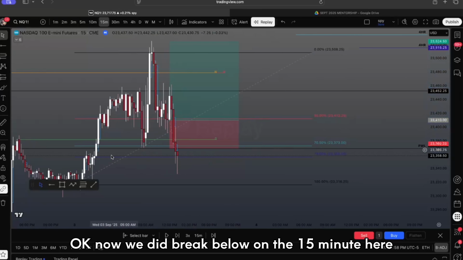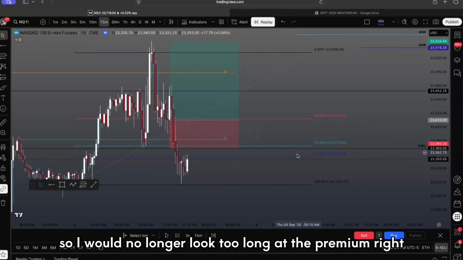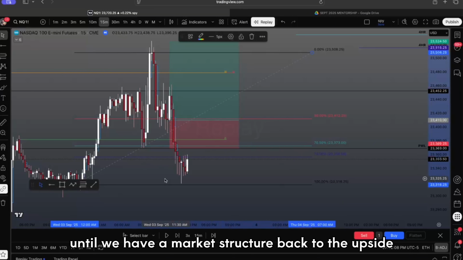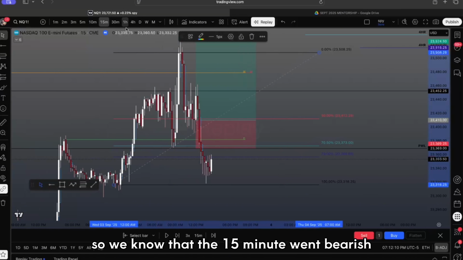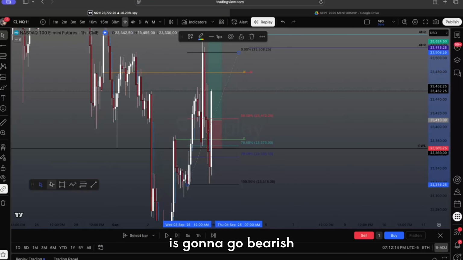Okay, now we did break below on the 15-minute here. As you guys can see, we broke below on the 15-minute. So I would no longer look to long at the premium, right? I wouldn't look to long on the premium until we have a market structure back to the upside. So we know that the 15-minute went bearish, but let's go ahead and see if our hourly is going to go bearish.